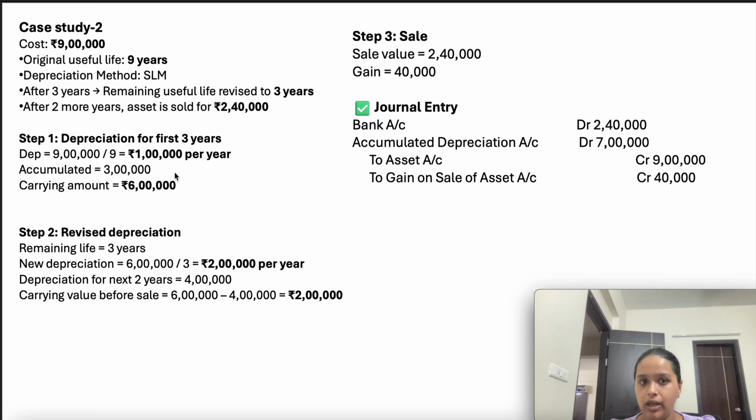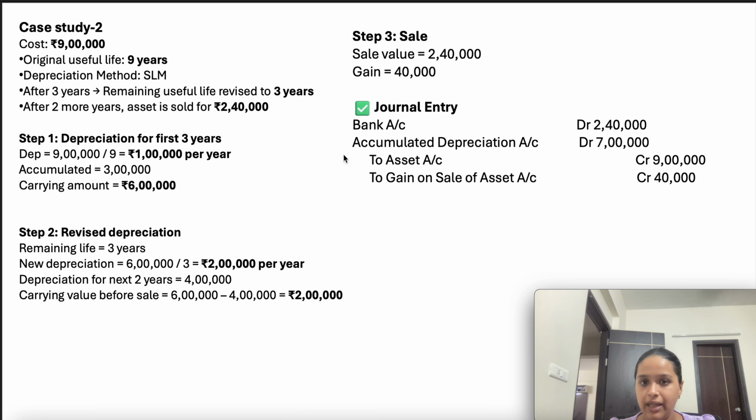After 2 more years the asset is sold. It means after 5 years they want to sell the asset, right? At the end of the 3 years they evaluated that the asset life will be 3 years only, so the depreciation rate changed, and annual depreciation is 2 lakhs. After 2 more years, what is the book value? Out of the 6 lakhs, 4 lakhs is gone as depreciation, so the asset value is 2 lakhs only, and now we are able to sell the asset at 2 lakh 40,000. It means the gain is 40,000.